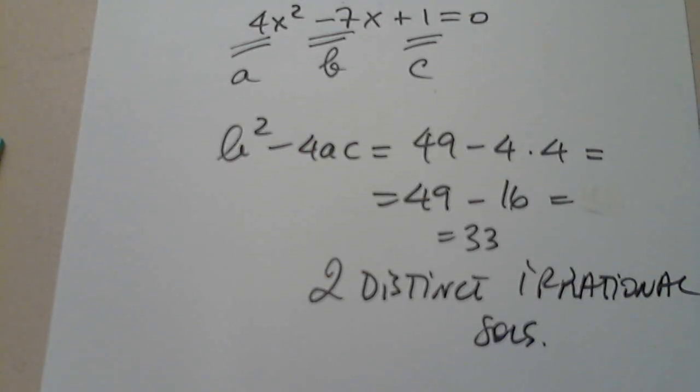Any questions? Good. So the value of the discriminant is 33. And then 2 complex solutions? No. 2 irrational solutions? Yes. 1 repeated real solution? No, because the discriminant is not 0. 2 rational solutions? No, because I cannot take the square root of 33.